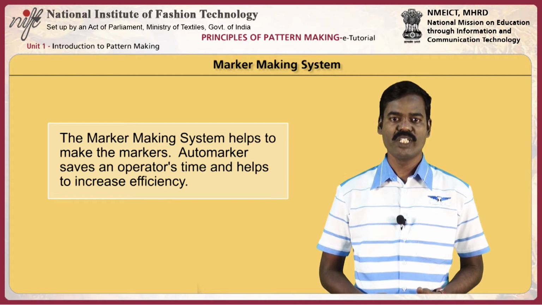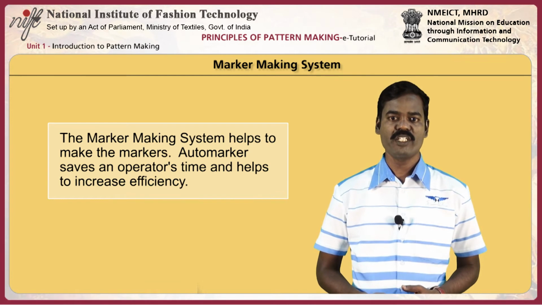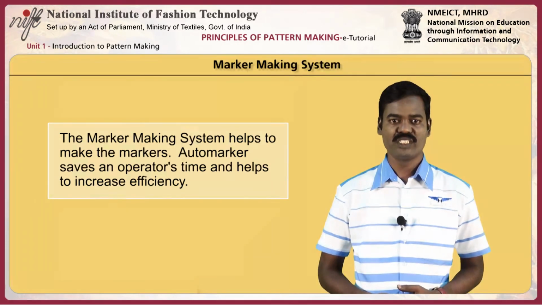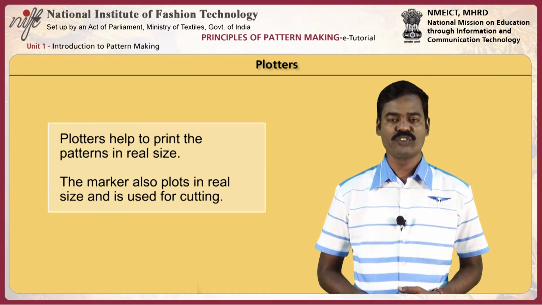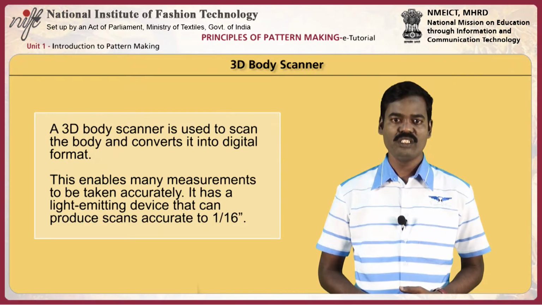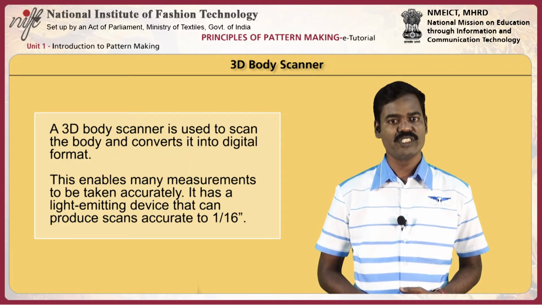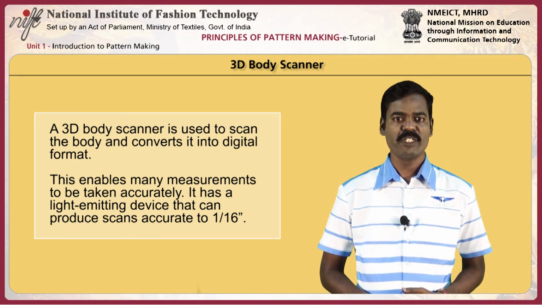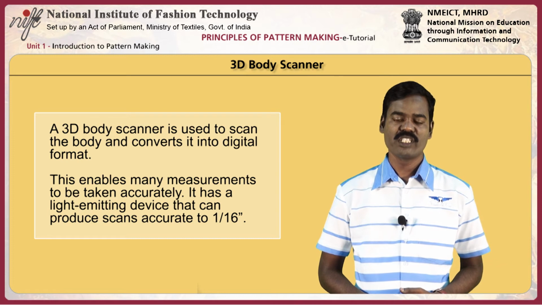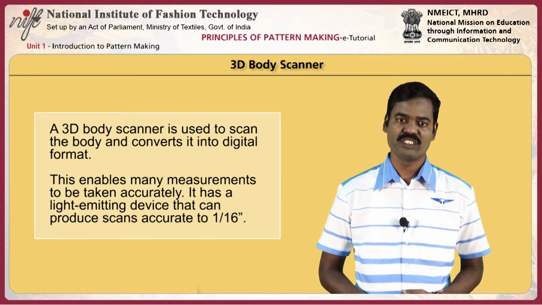Marker making system helps to make the markers. Auto markers save a lot of time. The operator helps to increase the efficiency. Plotter helps to print the patterns in real size. The marker is also plotted in real size and used for cutting. 3D body scanner is used to scan the body and convert it into digital format. This enables many measurements to be taken accurately. It has a light emitting device that can produce scans accurate to 1/16 inch.